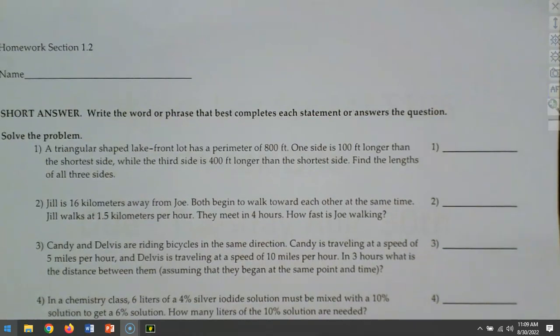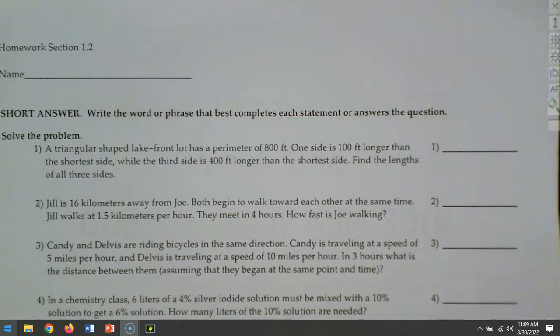But what we're looking at is a triangular shaped lot of land. Okay, so a triangle has 3 sides. So we're going to get all 3. And it has a perimeter of 800 feet. One side is 100 feet longer than the shortest side, while the third side is 400 feet longer than the shortest side. And we want to find the lengths of all 3 sides. So we read it.